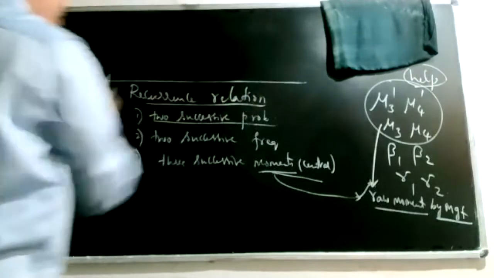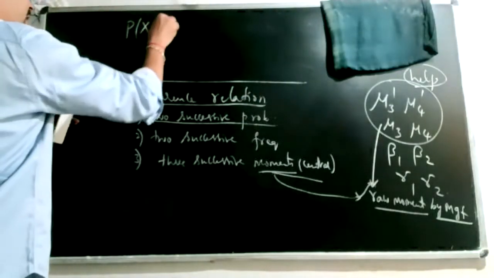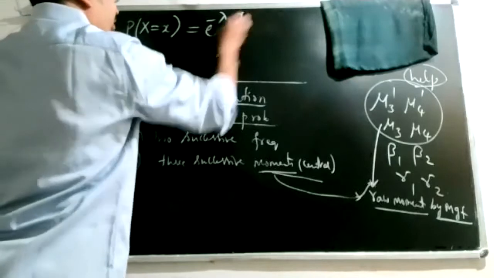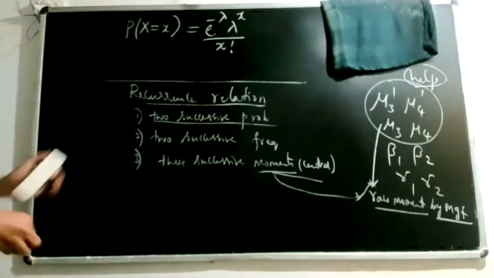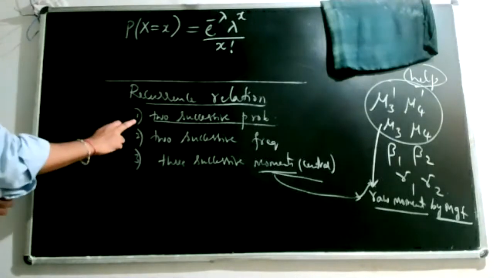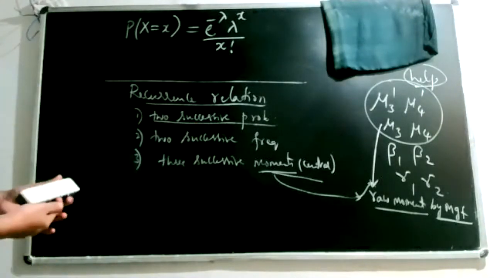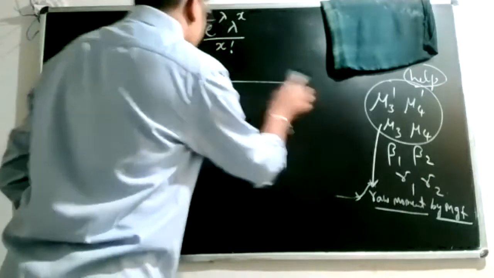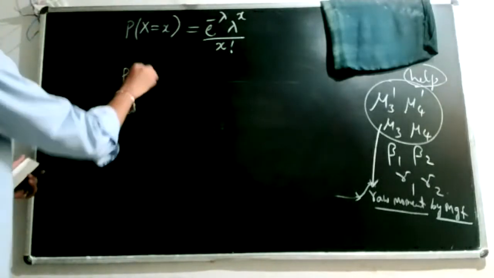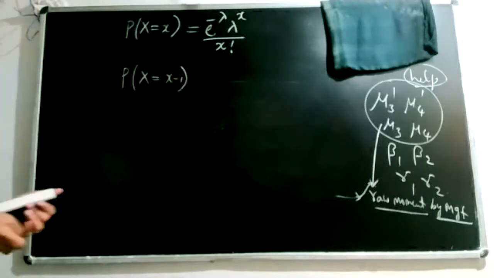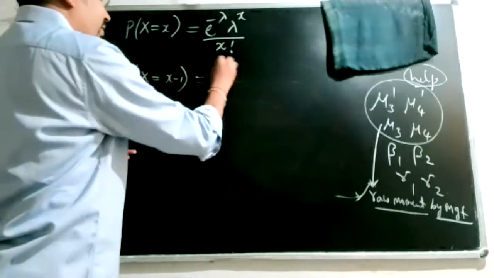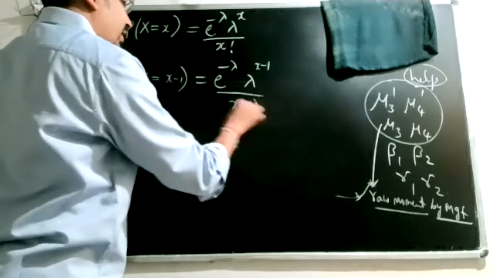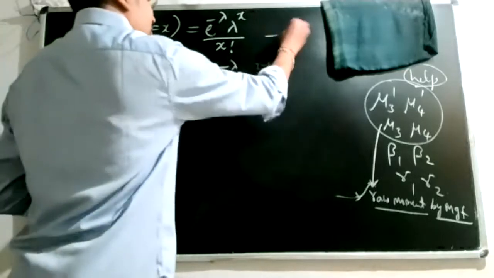So we know the PMF. PMF is e power minus lambda, lambda power x divided by x factorial. If X is taking the value small x, then the PMF will have the form e power minus lambda, lambda power x divided by x factorial. So you can take the heading: recurrence relation between two successive probability terms. And similarly, if X is taking the value x minus 1, then in the PMF, in place of x, you will have x minus 1. So lambda power x minus 1 divided by x minus 1 factorial. So this is very easy.